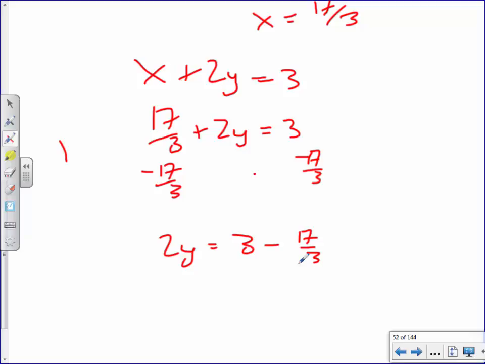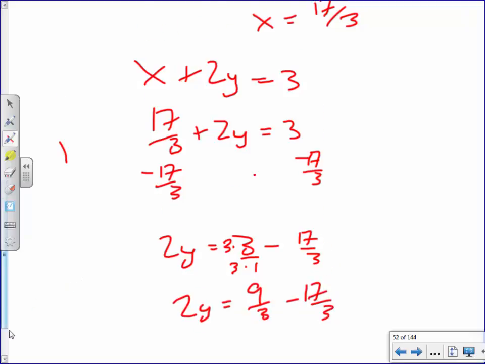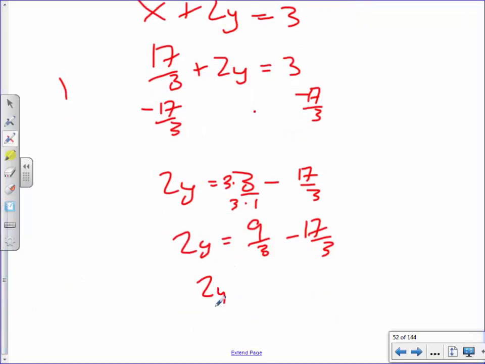Yeah, 3 over 1, and then give it common denominators. So you could write it over 1 and then times by 3 and 3. So 2y now equals 9 over 3 minus 17 over 3. 9 minus 17. Negative 8 over 3.